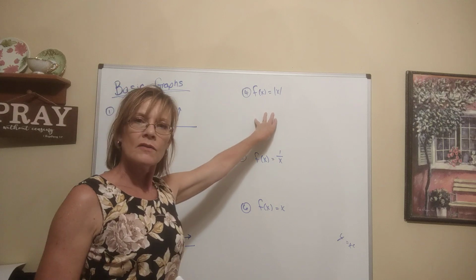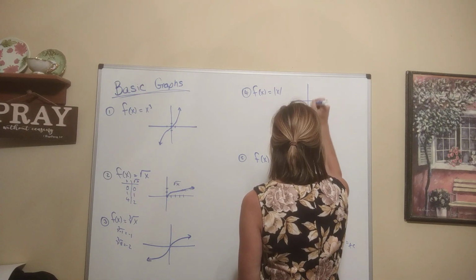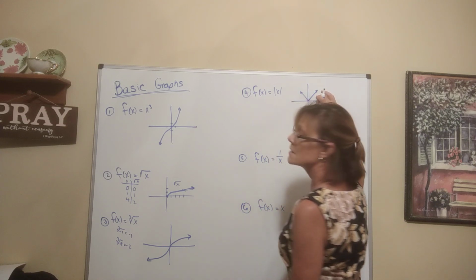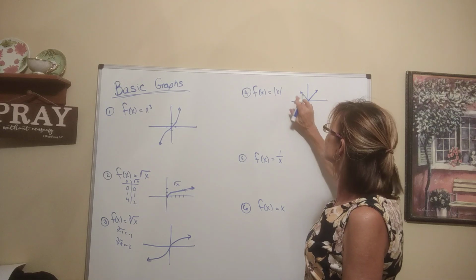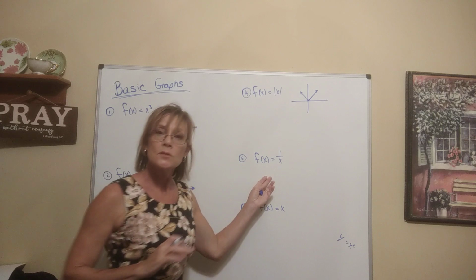The absolute value of x is always a V-shaped graph, and it is centered at the origin. So this is what it will look like. This is a line. It's got a slope of 1, and this is a line, and it has a slope of negative 1.